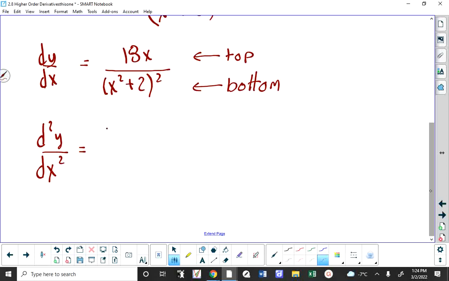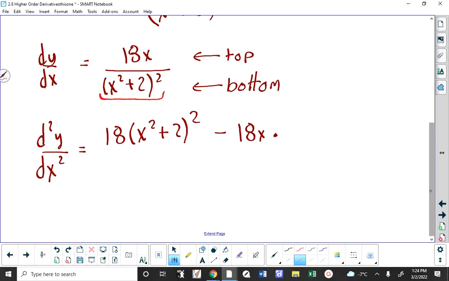So the derivative of the top is 18 times the bottom, which is x squared plus 2 quantity squared, minus the top, which is 18x, times the derivative of the bottom. Okay, well, the bottom is a power. So I'm going to take that 2 and wrap it around. I'm looking here. I want to be very careful here. I'm looking here and differentiating that. I'm going to wrap that 2 around the x squared plus 2, reducing the exponent by 1.